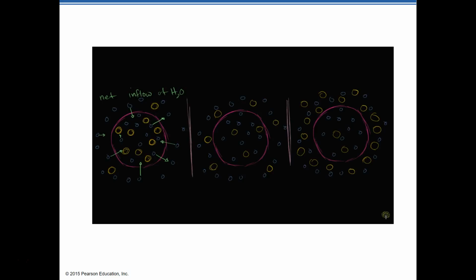We call this type of situation, this type of solution that the cell is immersed in, a hypotonic solution. Hypotonic solution. And anytime we're talking about hypotonic, or as we'll see, isotonic and hypertonic, we're talking about relative concentrations of solute that cannot get through some type of a membrane. And the word hypo, you might have seen it in other things. It's a prefix that means less of something.